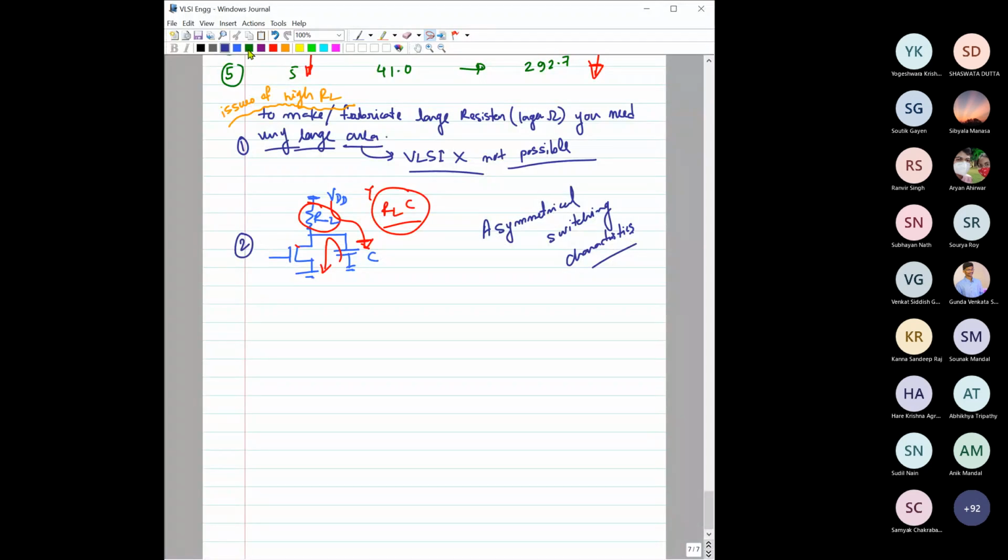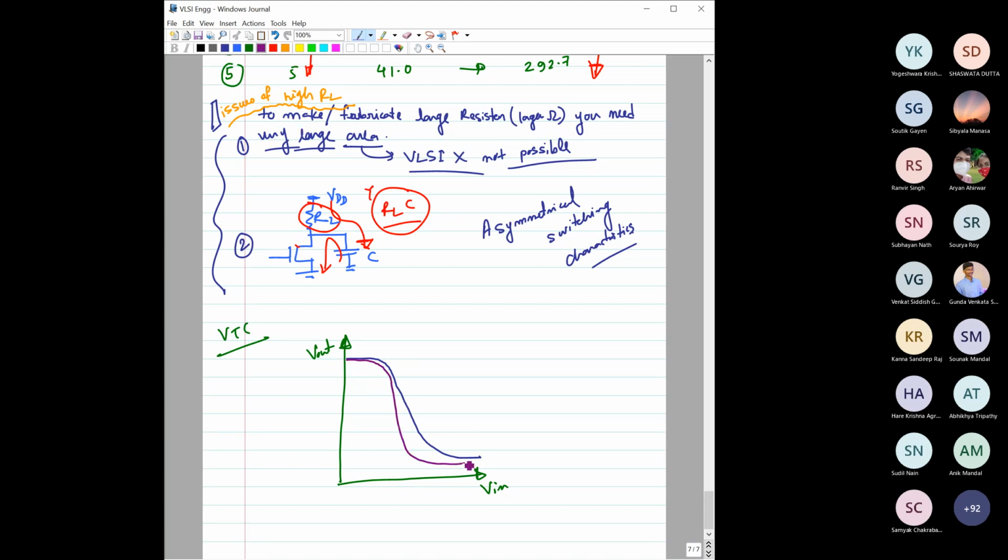This topic is now finished. So we are now discussing another thing, regarding the VTC. So this is V out, this is V in. Okay, right. So we have seen that the VTC can be like this, right? VTC can be like this, or eventually VTC can be like this.